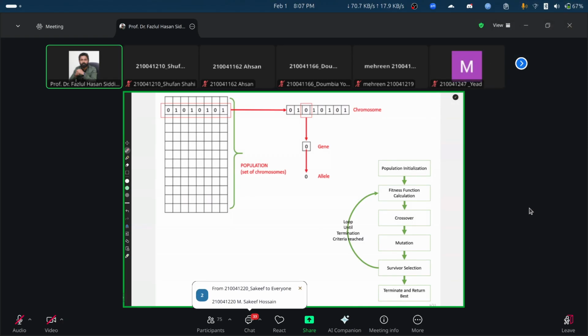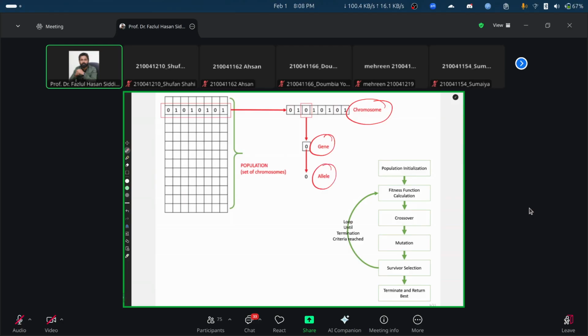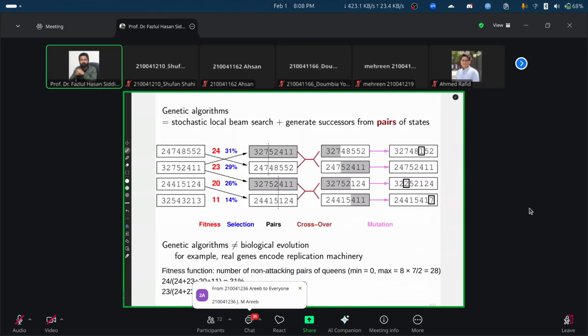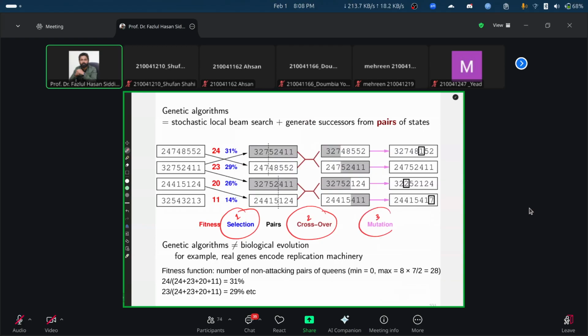So let me talk about the terminologies of this genetic algorithm. Basically there are four terminologies, as we have discussed: the chromosome, gene, allele, and the population. Can you see my screen? Yes, sir. Okay, so we have already covered what is what. So let me directly go to the process of the genetic algorithm. As I told you, there are basically three steps: one is the selection process, two is the crossover, and three is the mutation.